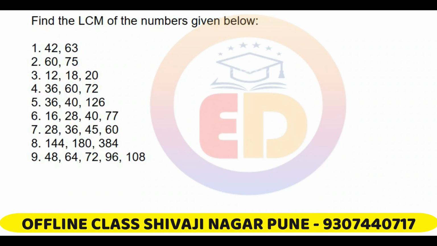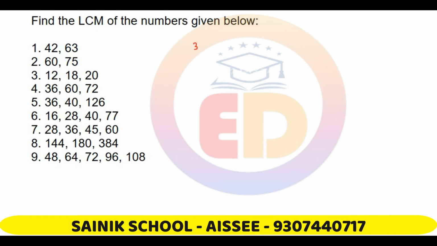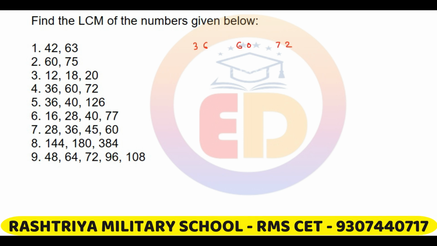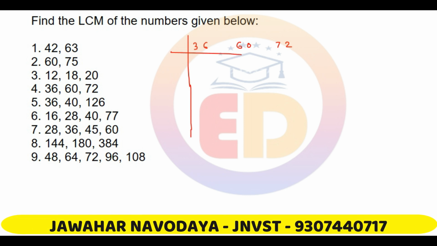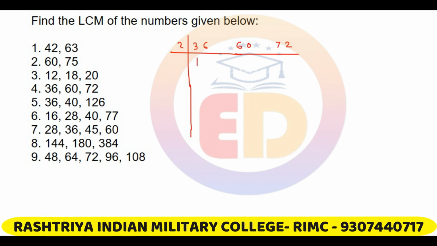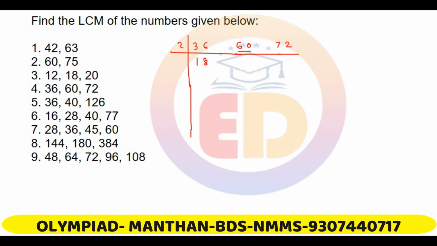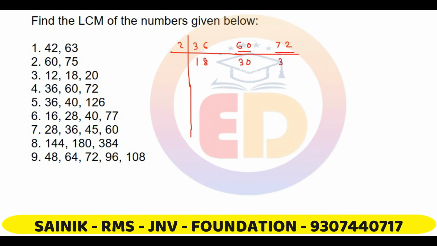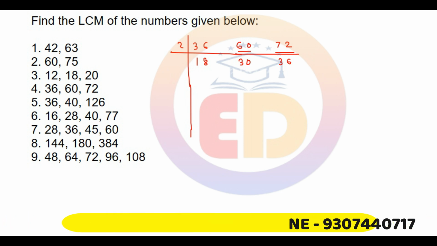Now let us find the LCM of slightly bigger numbers, which are 36, 60 and 72. As we see, all three numbers are even, so they will all be divisible by 2. When we divide 36 by 2, I get 18, as 18 2s are 36. When we divide 60 by 2, I get 30. And when we divide 72 by 2, I get 36. Here I am not showing the division, but the division is simple. Students should undertake this.